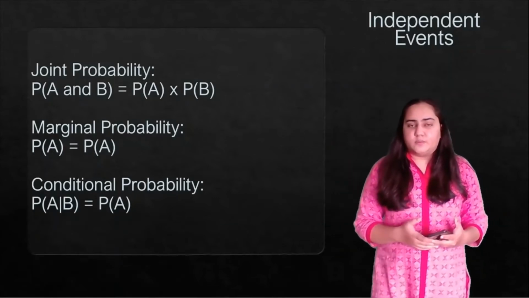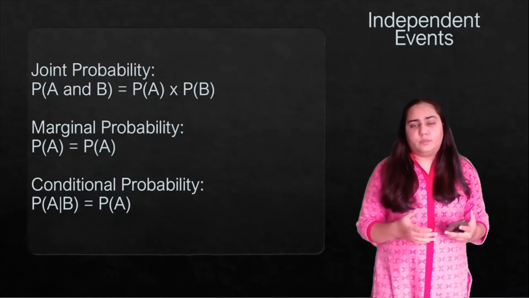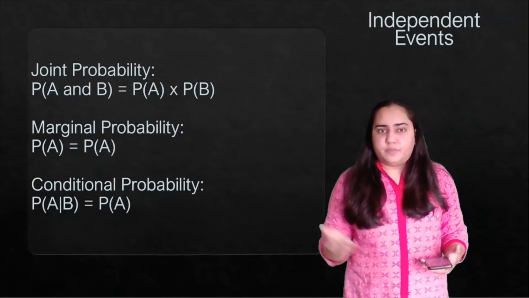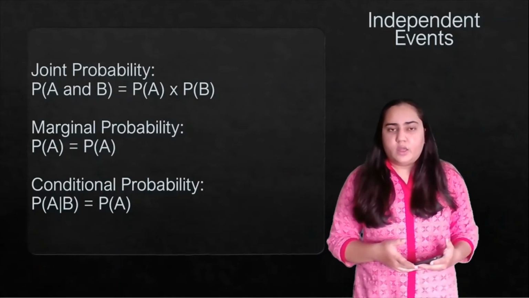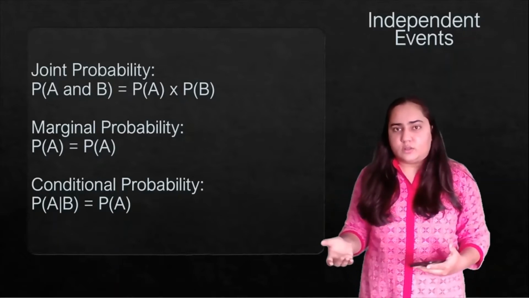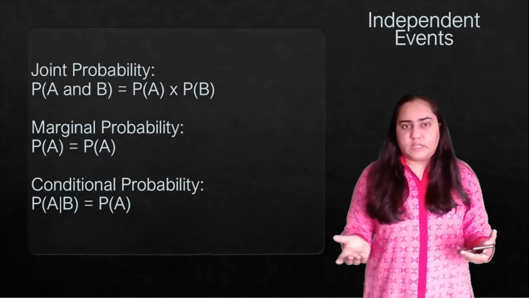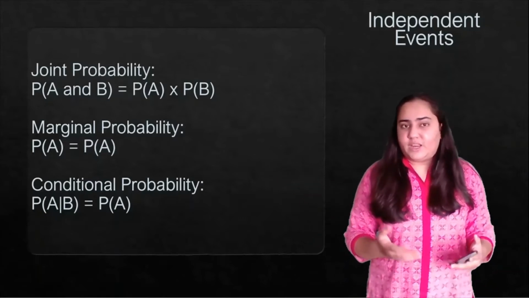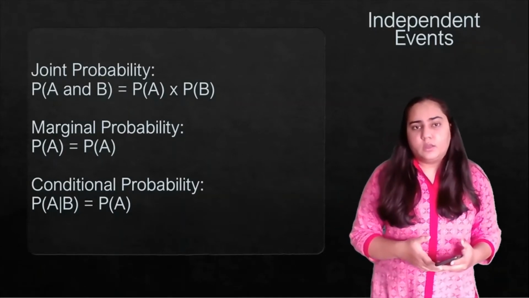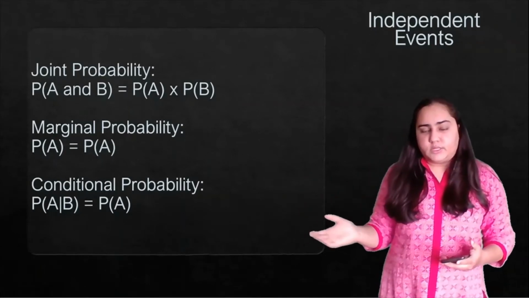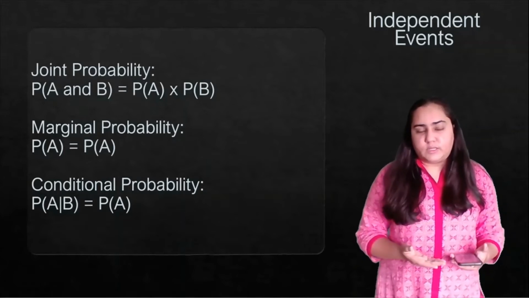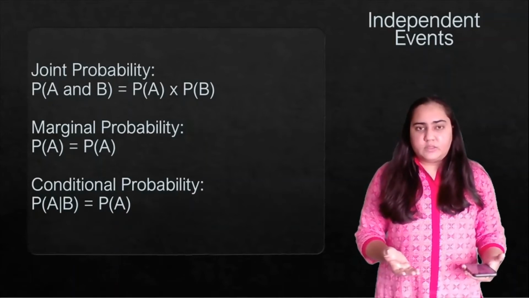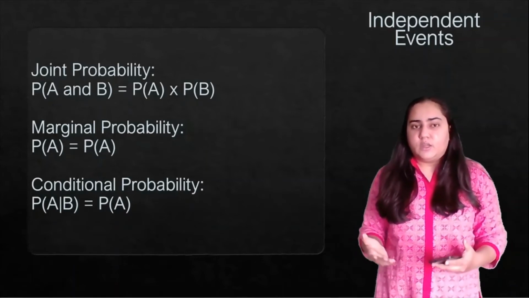So this is your product rule in application. What about marginal probability? Marginal probability is where one event is dependent on another. If we are talking about an independent event, then the probability of A is just equal to the probability of A. You don't have to worry about anything else affecting A. And what about conditional probability? Since we are saying that A and B are not dependent on each other, it won't matter if B is occurring or not.